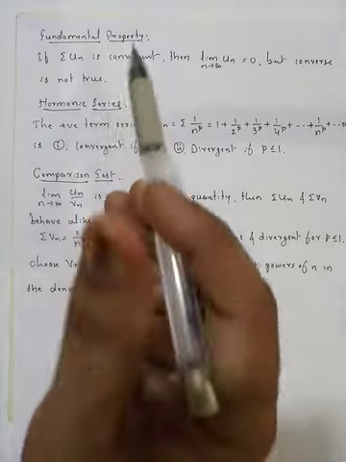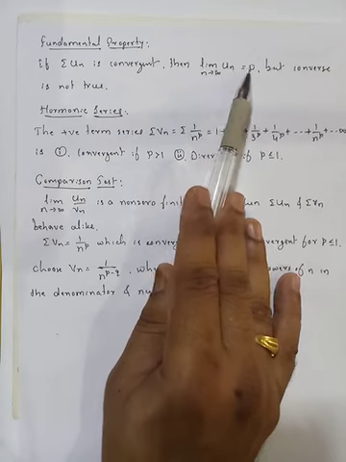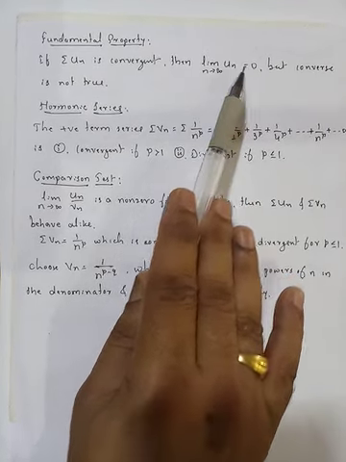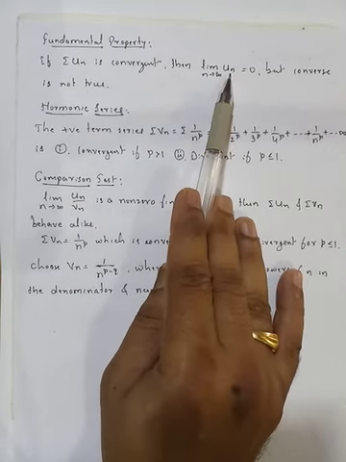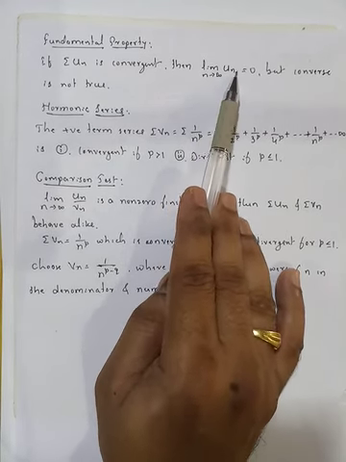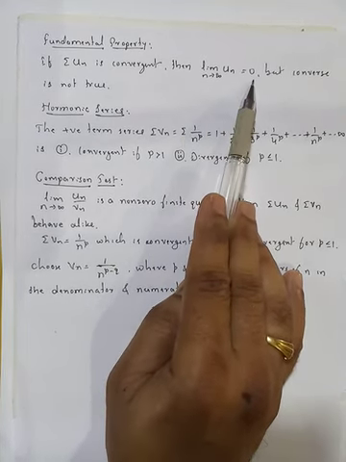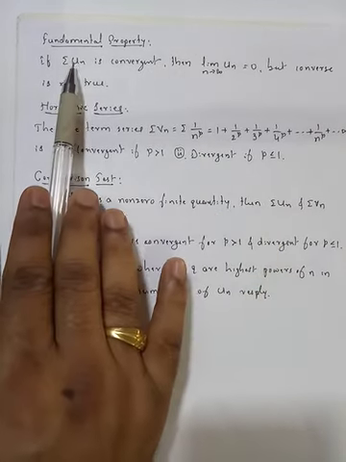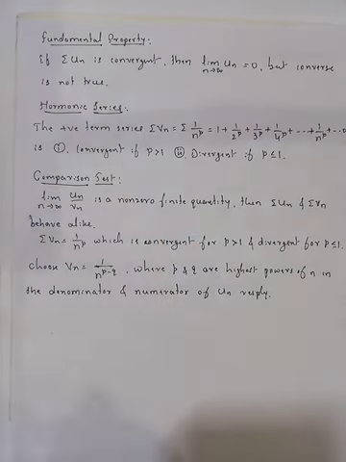So what is the fundamental test? If summation un is convergent, then limit un as n tends to infinity equals 0. It means that when Cauchy's root test fails, we take un, we take the limit as n tends to infinity, and we evaluate this limit. If the value of the limit is 0, then we say that summation un is convergent. This is how we apply the fundamental property.